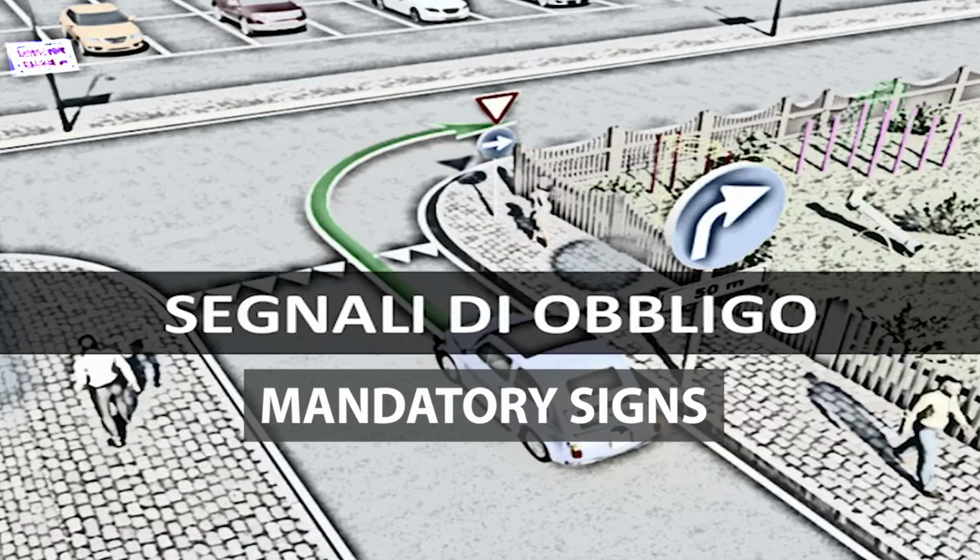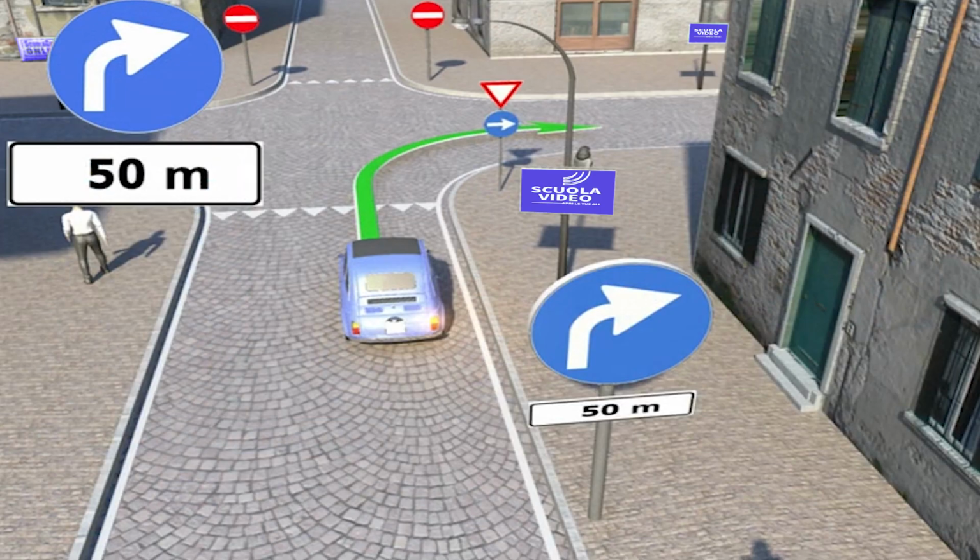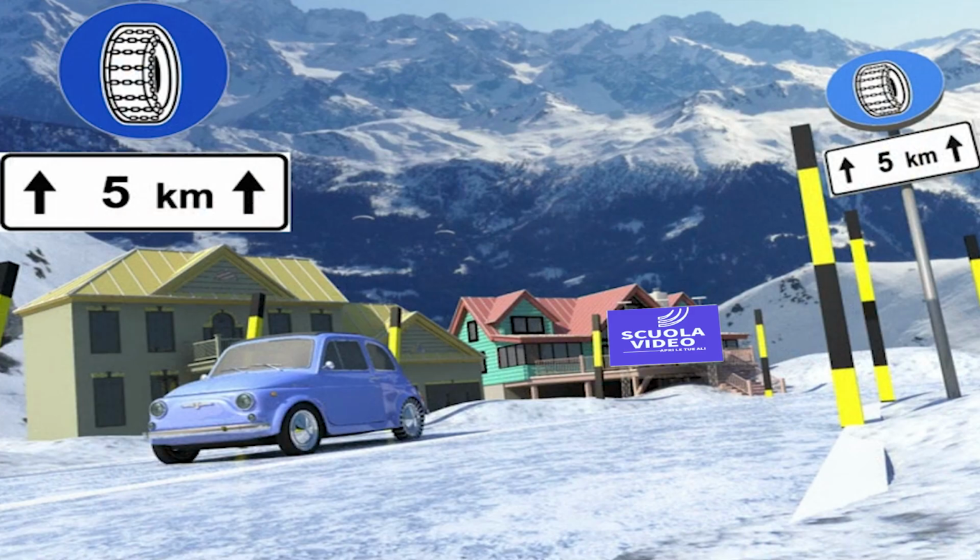Segnali di obbligo. Mandatory signs. Mandatory signs belong to the category of mandatory signs. They are generally installed at the point where the prescription begins. However, they can be supplemented by panels indicating a different distance or an extension of the prescription for a certain stretch of road.